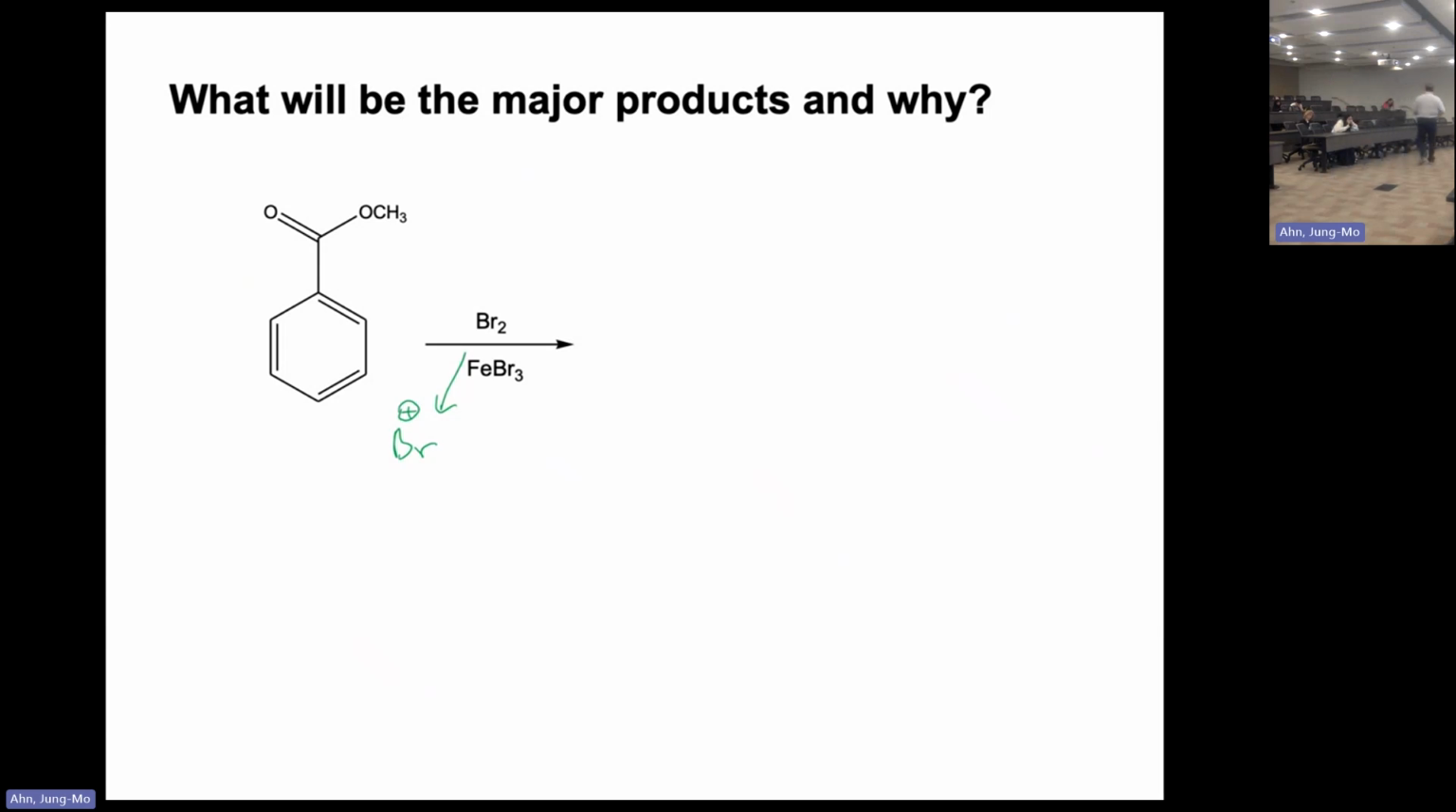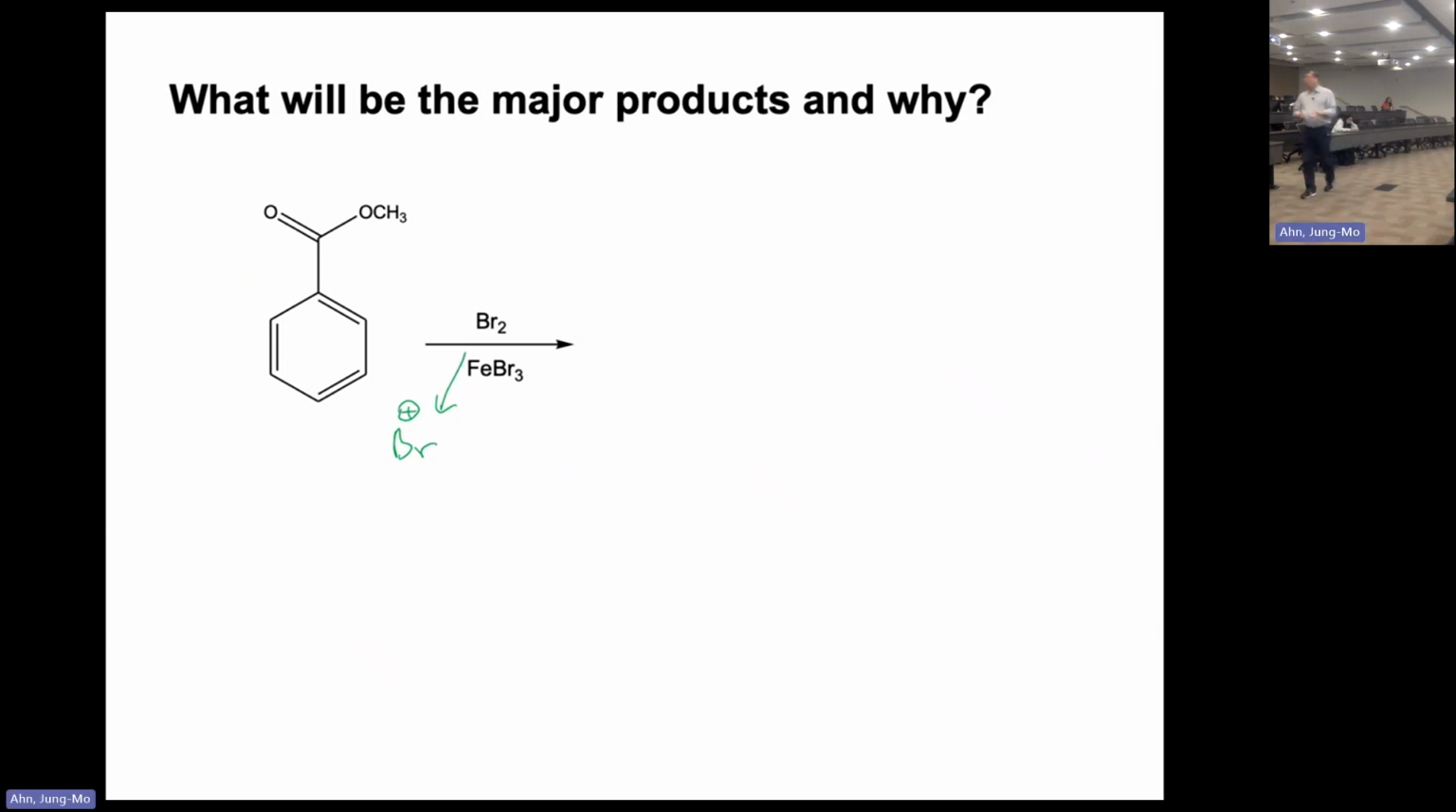The question is, where is it going to go? To determine that, we need to think about what type of substituent this is. This is an ester carbonyl directly on benzene. Is this an electron donating group? And you should say no, right? Because the carbonyl is an electron deficient species. So that's an electron withdrawing group.